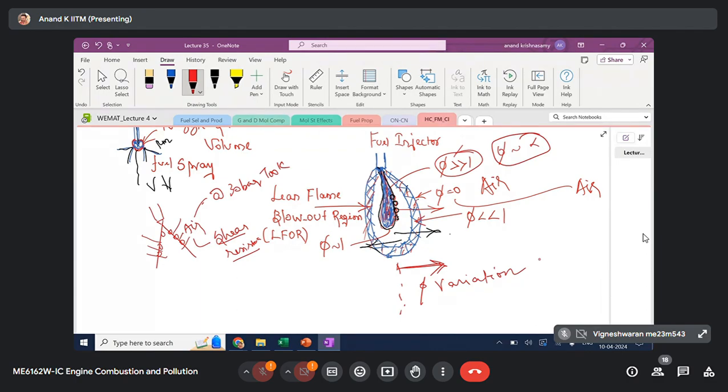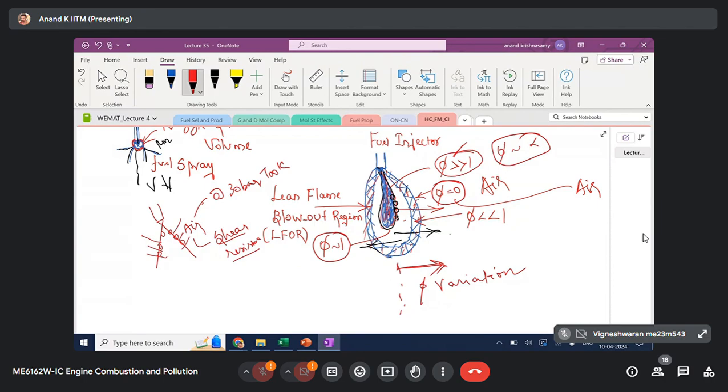In the core region, phi is very high. When I move outward, the phi will drop because you have air present in this region. So nearer to the core region, you have a stoichiometric, phi equal to 1 region. When you move further out, you're going to have more air with less vapor. Right? Outside this boundary, you will have only air. When you have only air, what will be the phi value? 0. So outside this, you have only air where the phi is equal to 0.